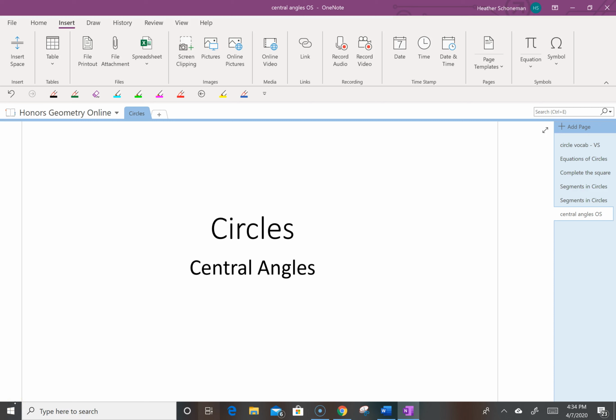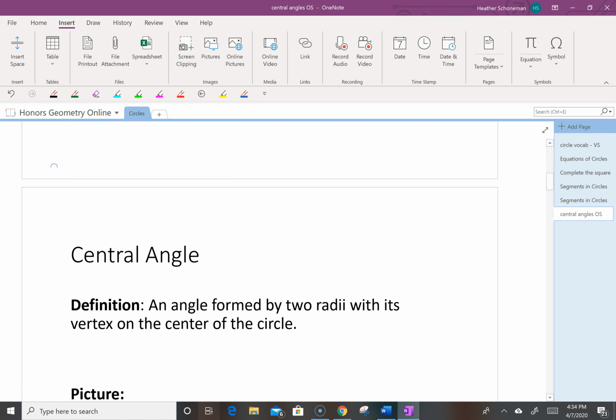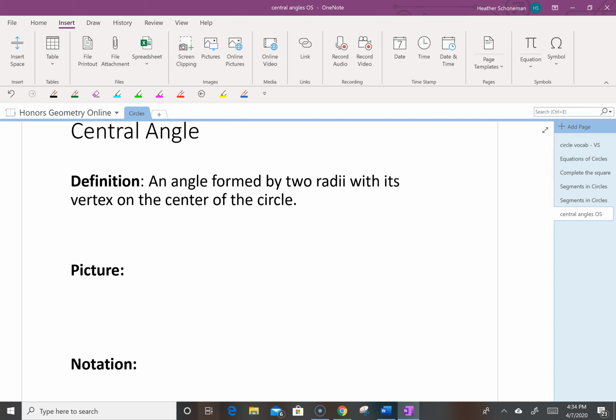Today we're going to start a series of lessons on angles and circles. The first one is pretty basic about central angles, and then we'll expand from there. So, what is a central angle? A central angle is an angle formed by two radii with its vertex on the center.